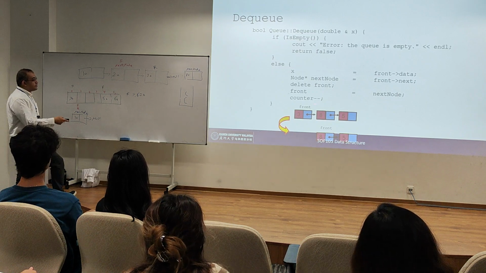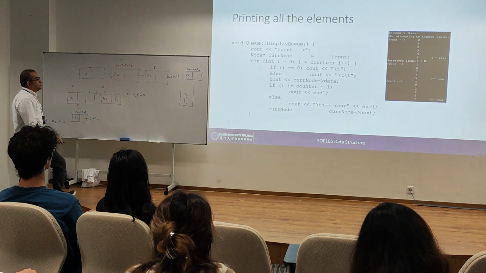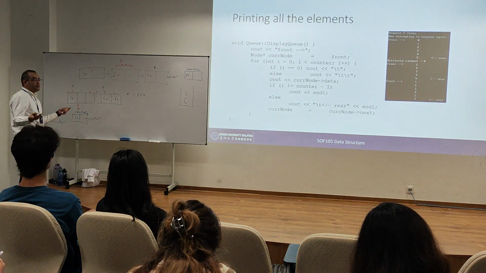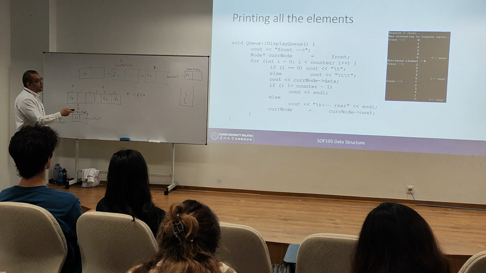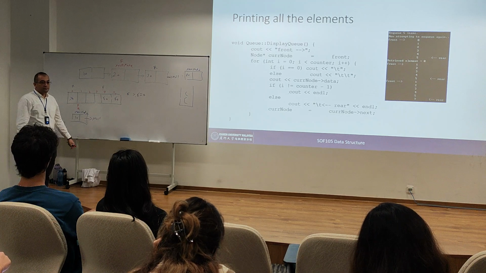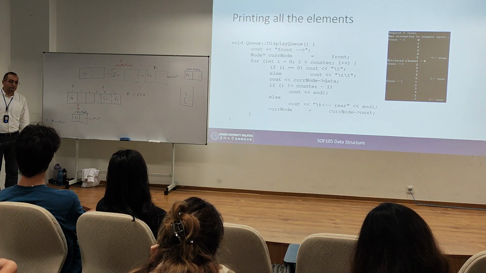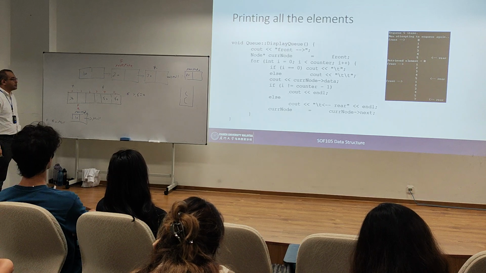So every time I DQ, I do counter minus minus. Displaying the queue, I display based on how many elements I have. Or I start from front, keep going next, until next equals nil, then I stop. Displaying the entire linked list, we have done it in the insert into the linked list. Good.